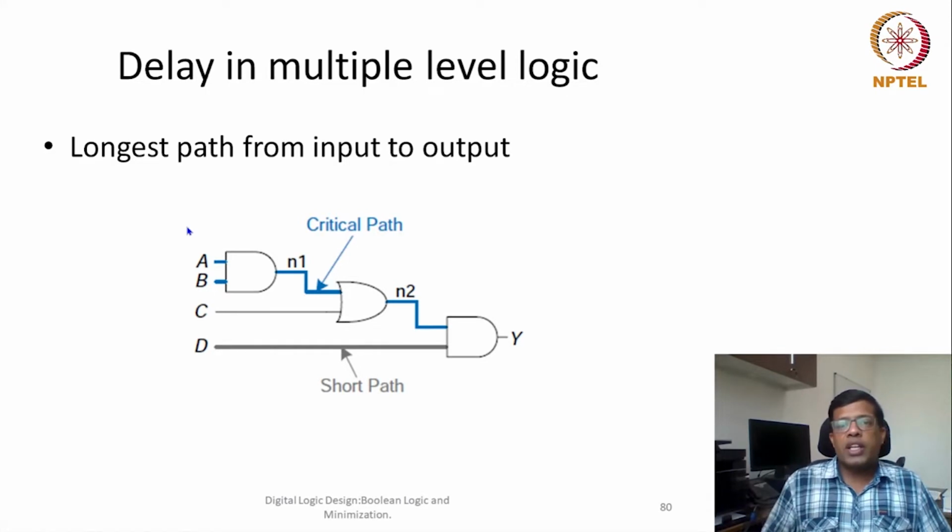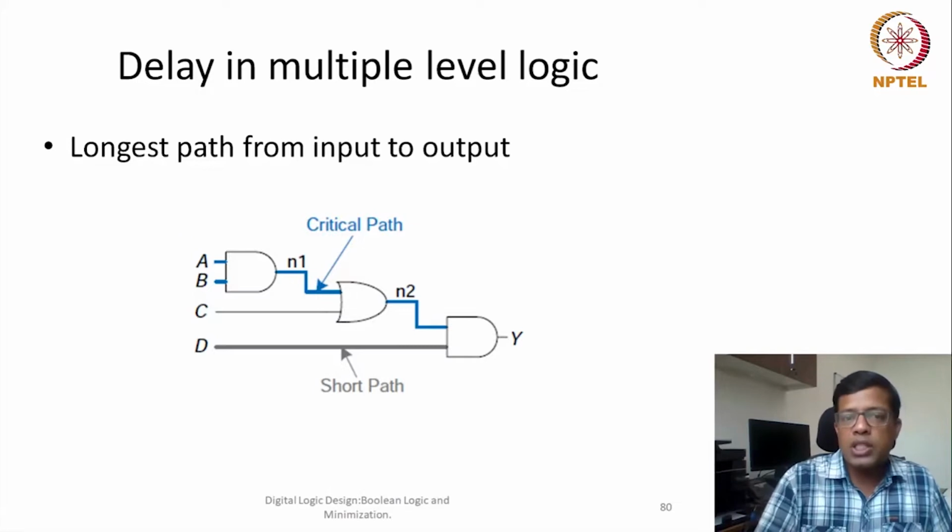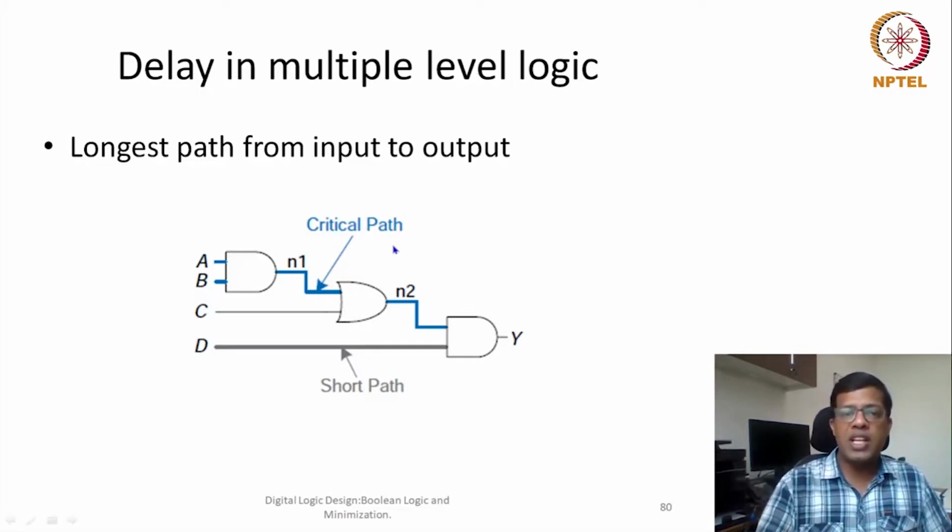So if the gate is of multiple stages or multiple levels, then what is the delay? Delay would depend on the longest path from input to output. Again, the assumption is that all the inputs are available at the same time. If all the inputs change at the same time, then we can find out what is the longest path. So this longest path is also called the critical path.